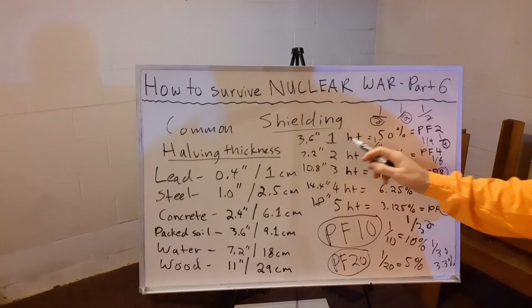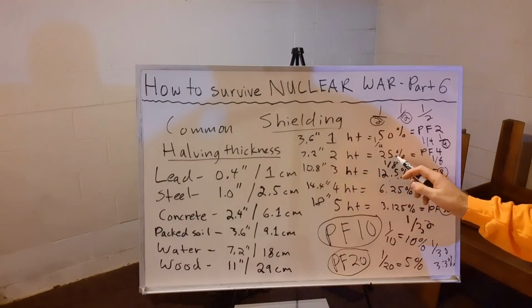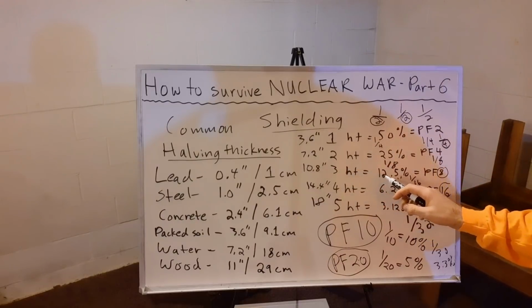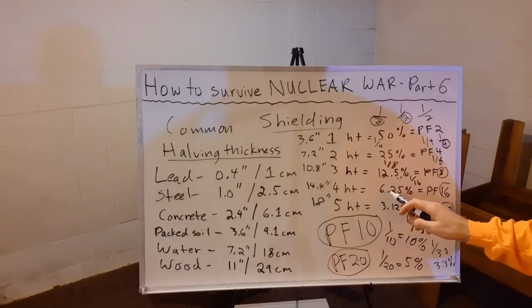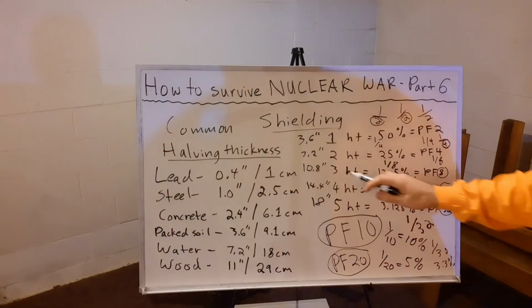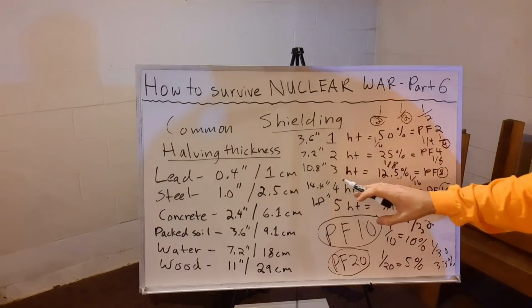But really make sure you understand protection factors, what it means, halving thicknesses, and the percentage in reduction. Okay, 1 halving thickness, 50% reduction. 2 halving thicknesses, 25%, because you're reducing it again. 3 halving thicknesses, 12.5%. 4 halving thicknesses, 6.25%.